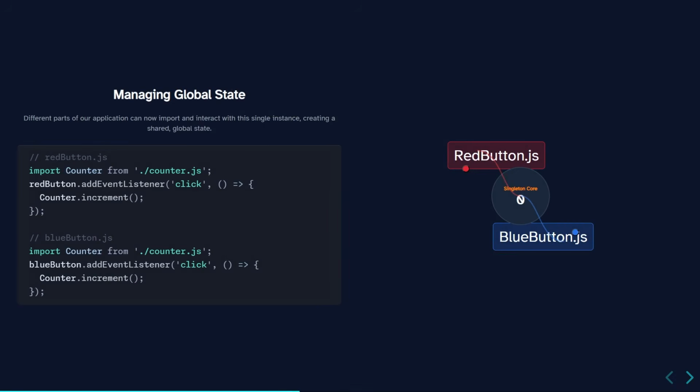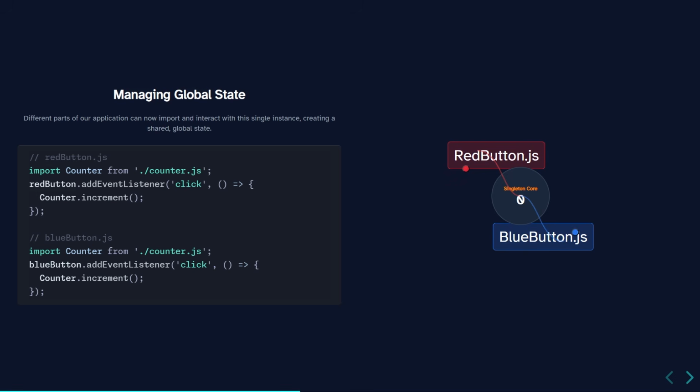This is where the Singleton's primary use case comes into play: managing global state. Imagine the central core is our Singleton counter. Different modules in our app, like redButton.js and blueButton.js, can import it. First, the redButton module imports the Singleton, establishing a connection. Then blueButton does the same. Both are now plugged into the exact same power source.